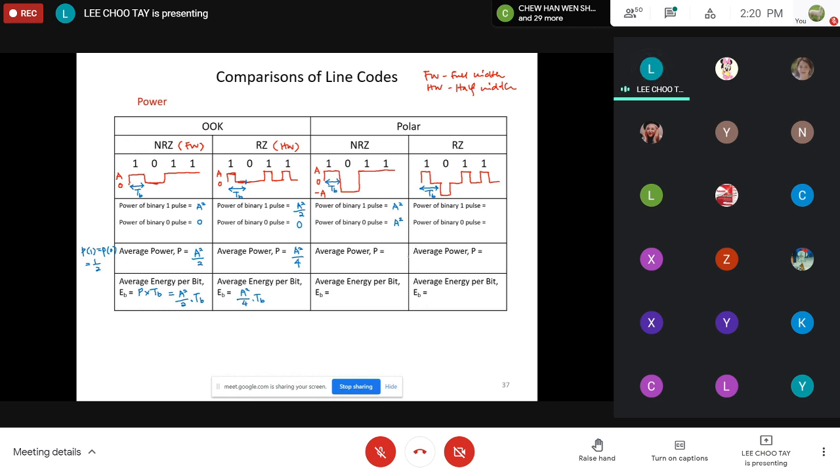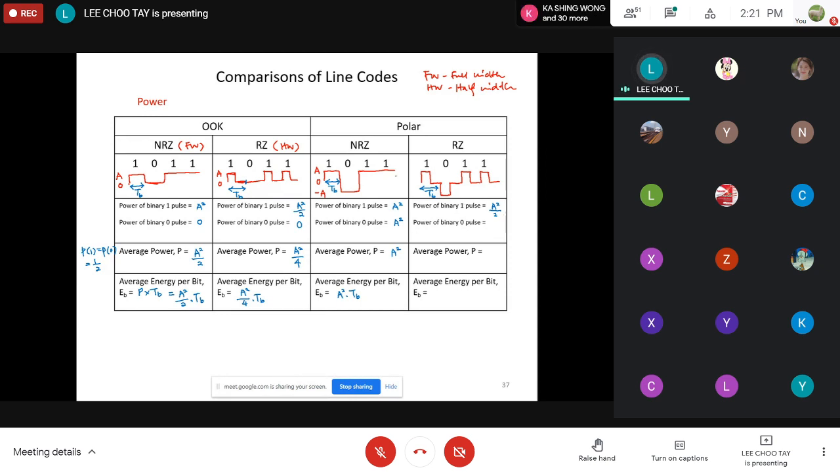All right. Then what's the average power? Average power is just A square. So energy per bit now is A square times TB. Then let's talk about return to zero polar code. For a return to zero polar code, because the square pulse only lasts for half of the bit duration, the power used is A square over 2 when we transmit a binary 1.